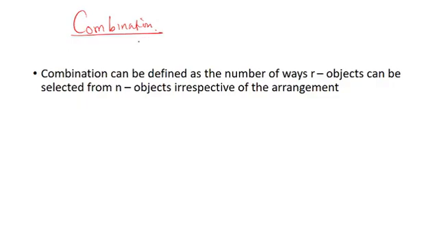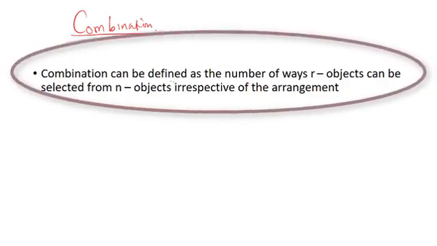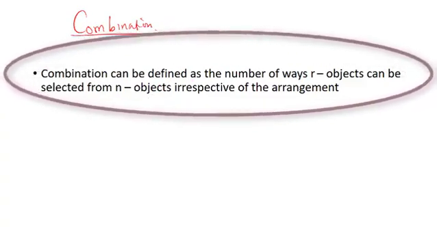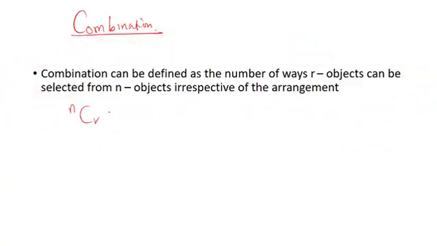Now, what is combination? Combination can be defined as the number of ways R objects can be selected from N objects irrespective of the arrangement. Now with this, there's a general formula for combination that says N combination R is equal to N factorial over N minus R factorial, then R factorial. This is the general equation for combination.